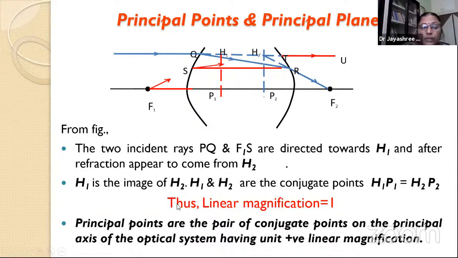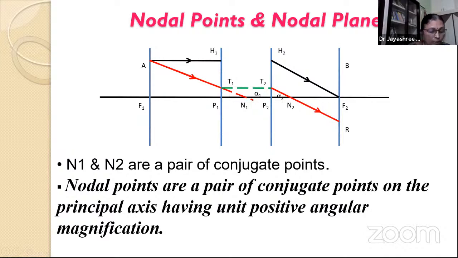So principal points are the pair of conjugate points on the principal axis of the optical system having unit positive linear magnification as well. Now the third set is the nodal points. What are those nodal points and nodal planes? N1 and N2 are a pair of conjugate points on the principal axis, having unit positive angular magnification.